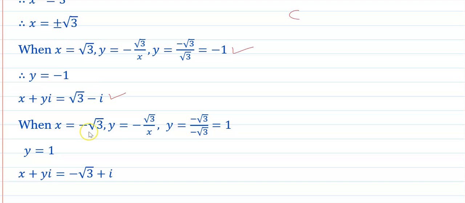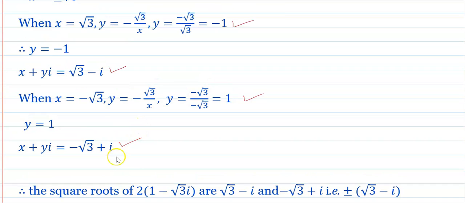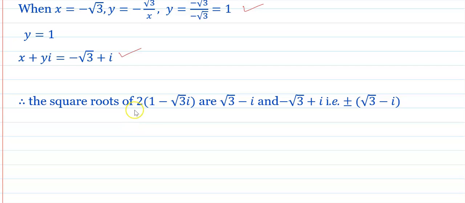When x is equal to minus root 3, then y is equal to minus root 3 upon x. Substitute the value of this x, which is minus root 3. Minus root 3 upon minus root 3, you will get plus 1. Therefore y is equal to 1. And hence x plus yi is equal to minus root 3 plus i. And hence the square root of 2 in bracket 1 minus root 3i is root 3 minus i and minus root 3 plus i. If we take the plus or minus common, then in bracket you will get root 3 minus i. These are the square roots.